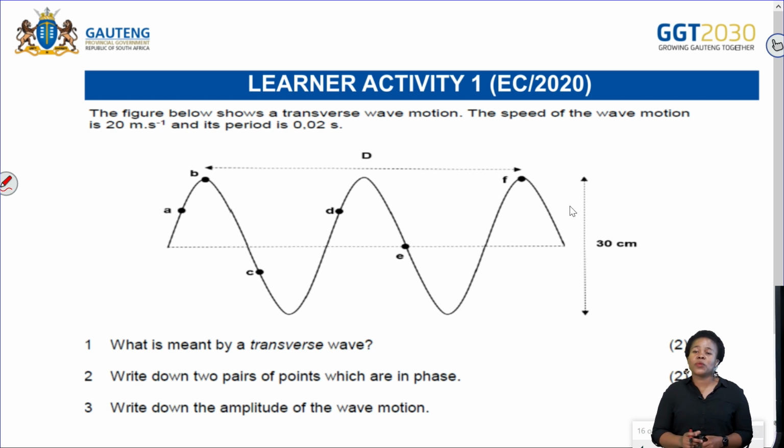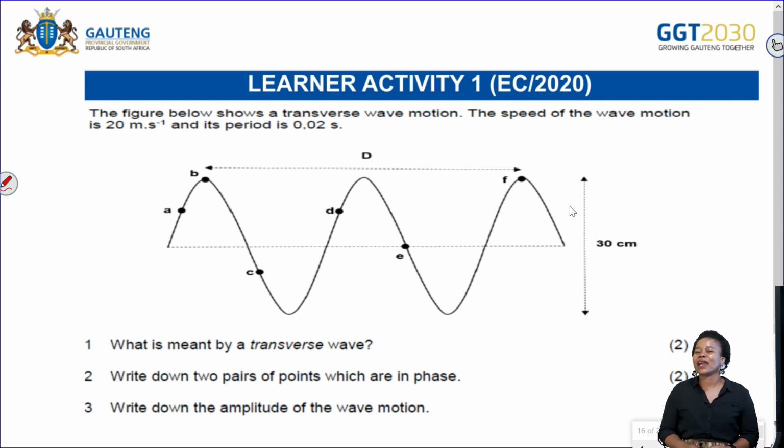Now that we know how to attack our multiple choice questions, a tool we will continuously use, let's now attempt to answer certain long questions. We have the figure below. This is taken from CSEC 2020, and we are going to make it our activity number 1 for the long questions. The figure below shows a transverse wave motion. The speed of the wave motion is 20 meters per second, and its period is 0.02 seconds. So let's attempt to answer the questions.